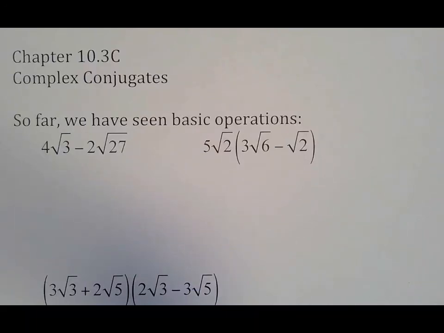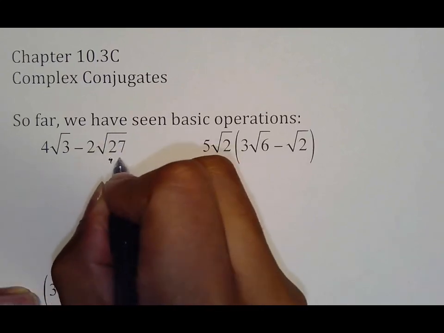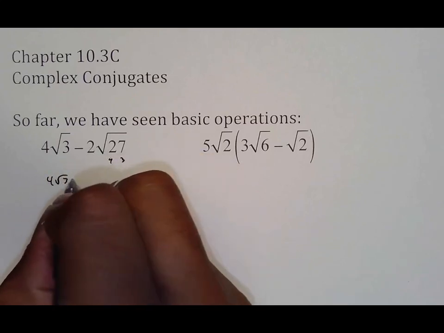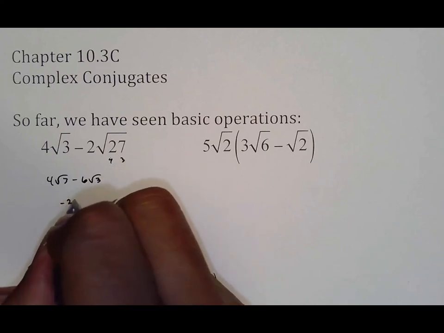All right, with lesson 10.3c, which is the last of 10.3, we get into what we call complex conjugates. So far, we've seen basic operations where we're supposed to take this thing here, recognize that this is 9 times 3, which would then become a 3 times 2, so 4 root 3 minus 6 root 3, which then makes negative 2 root 3.